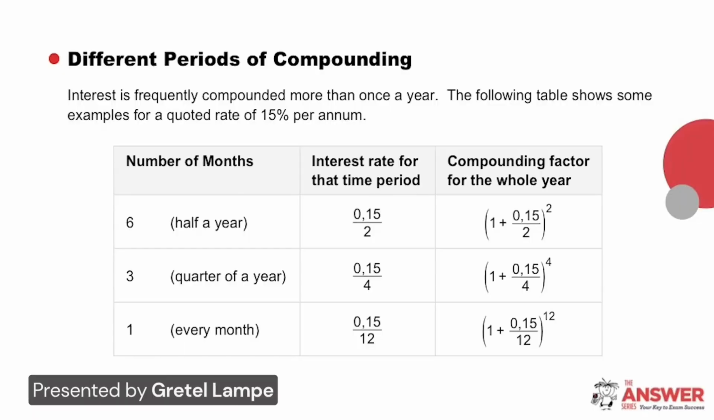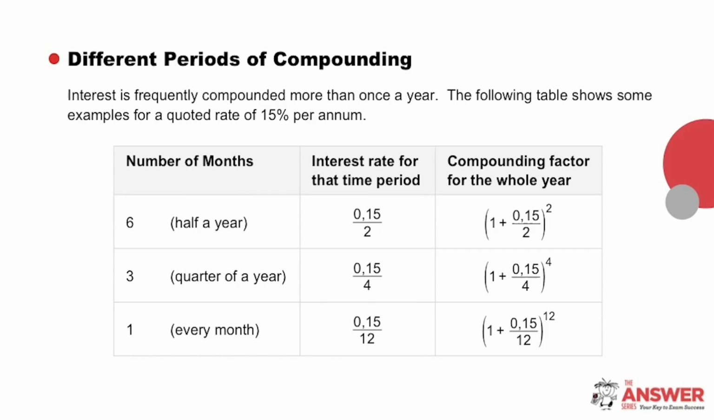With the examples we did in Part 1, we worked with interest compounding on an annual basis. More often, though, questions will involve interest being compounded on a more frequent basis. For example, half-yearly, quarterly, or monthly. Let's look at the following scenarios based on an annual interest rate of 15% per annum.